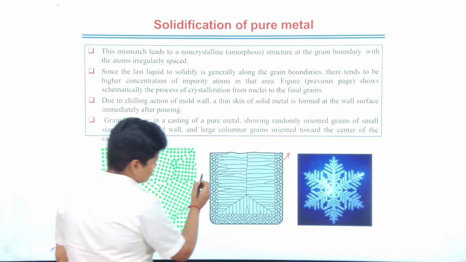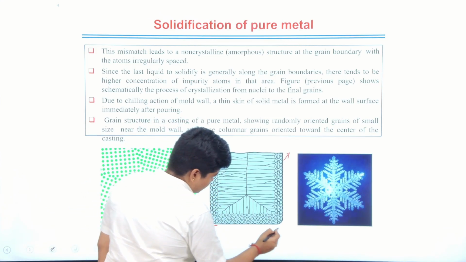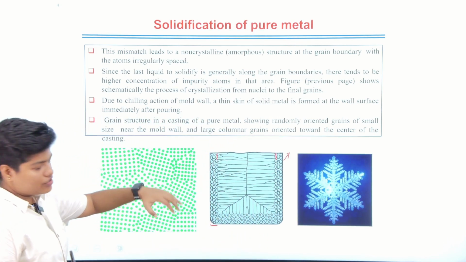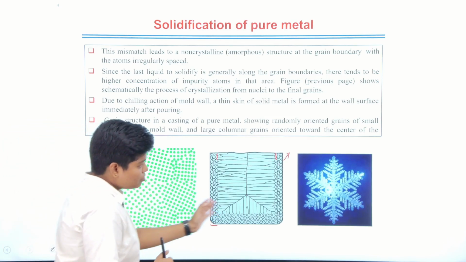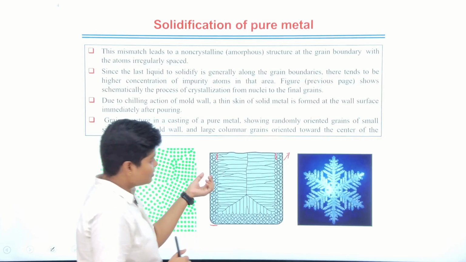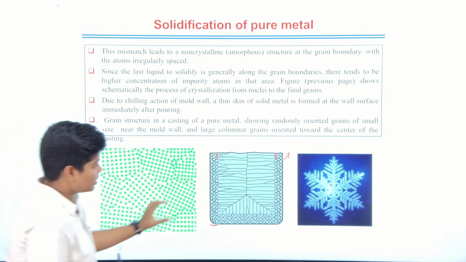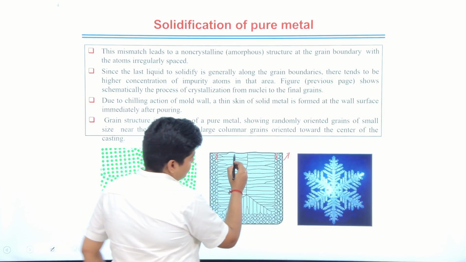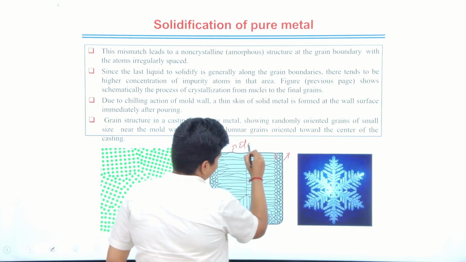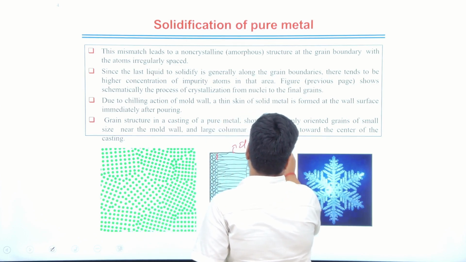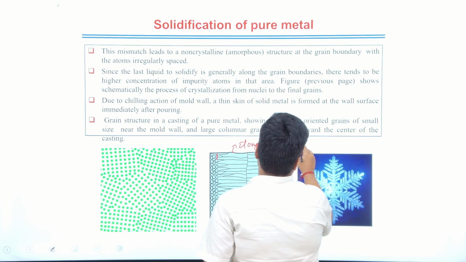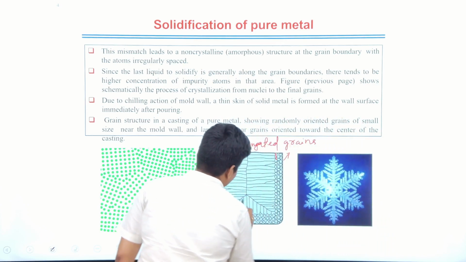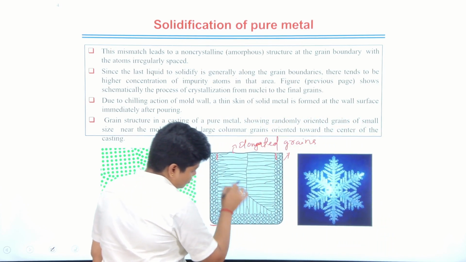Okay, this is known as the chilling zone. At the time when we are pouring some liquid metal into a mold wall, at the surface of the mold wall, the tiny thin surface of the metal will grow. This is the chilling zone, and these elongated grains are known as the columnar grains. Okay, these all are elongated. This will form towards the center.